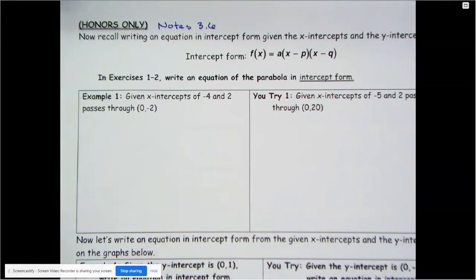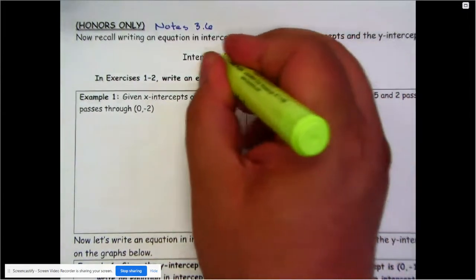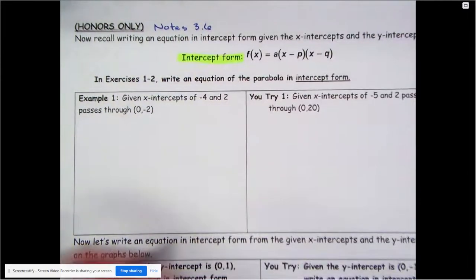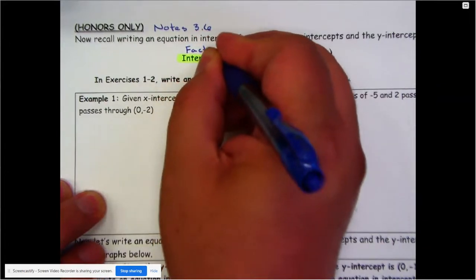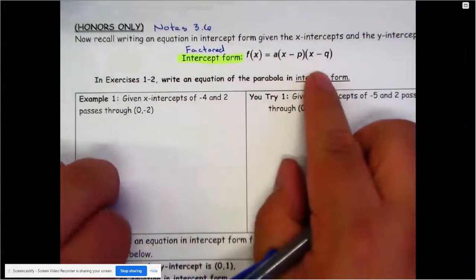Intercept form obviously looks like this. Now remember, when they say intercept form, that's just another way of saying that it's already been factored for us. So this is factored form. Notice we see it here.